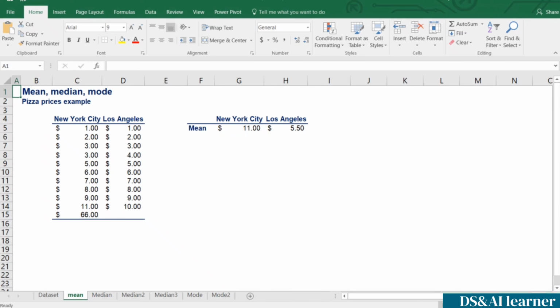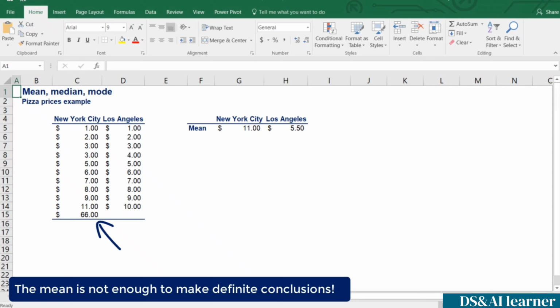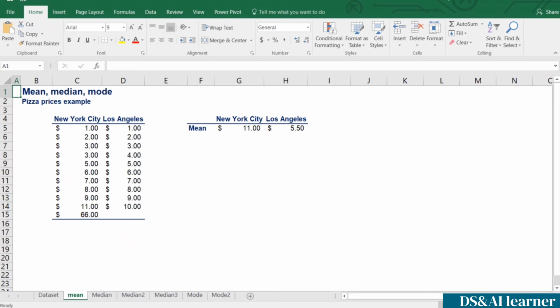Correct! The problem is that in our sample, we have included one posh place in New York where they charge $66 for pizza, and this doubled the mean. What we should take away from this example is that the mean is not enough to make definite conclusions. So, how can we protect ourselves from this issue? You guessed it. We can calculate the second measure, the median.